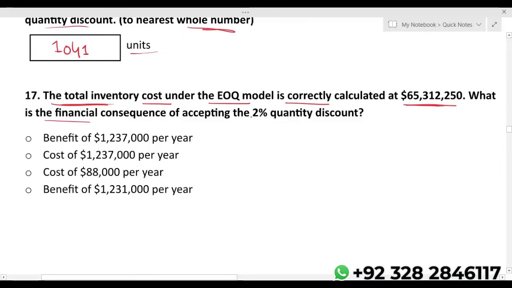What is the financial consequence of accepting a 2% quantity discount? So you have to tell us if we go for the 2% quantity discount, are we having a benefit? If yes, how much? So you have to calculate the annual inventory cost with this 2% discount.